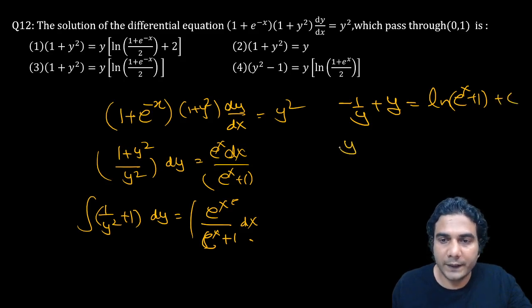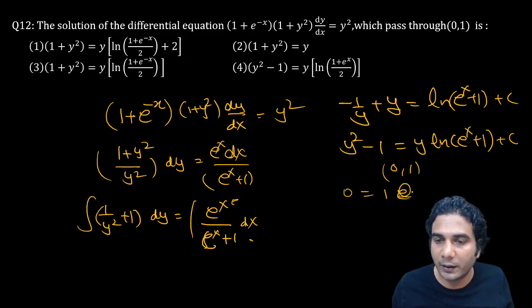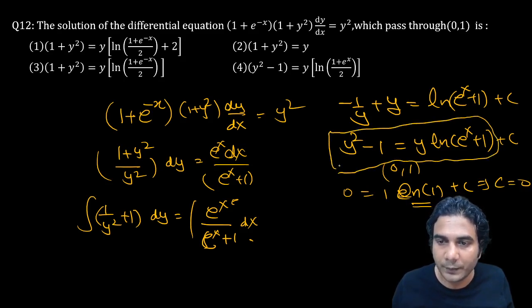So if you take the LCM, y square minus 1 is equal to y into ln of e raised to x plus 1. This curve is also given as passing through 0 comma 1, so we need a specific solution of this equation. So you put 0 comma 1 in this equation. If you put 0 comma 1, right hand side will be 0, this will be 1, and e raised to 0, ln of 1 plus c, so you'll get c. Ln of 1 is also 0, so c is equal to 0. So this is going to be the solution. So y square minus 1 is equal to this e square plus 1.